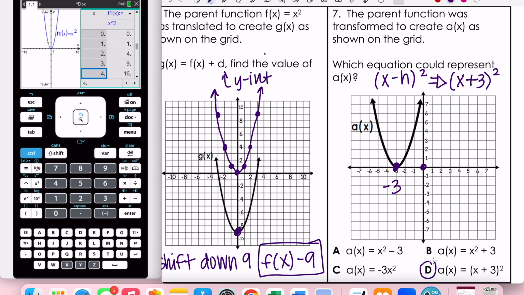So my answer, again, is D. So you could have also remembered that if I'm going left 3, I want to say minus 3, but I have to think the opposite, so that's plus 3. But again, I showed you the explanation as to why it's a plus sign here.